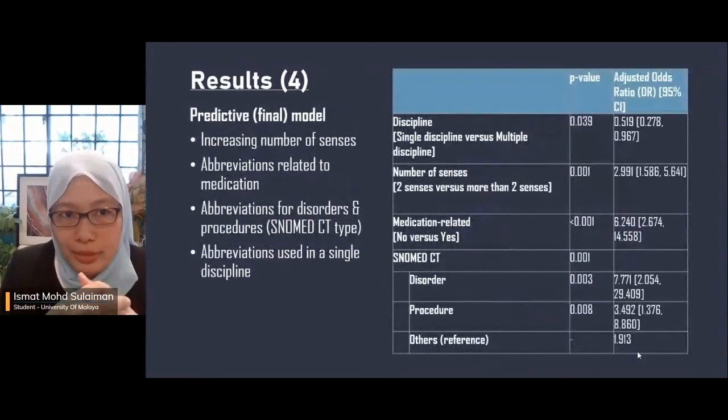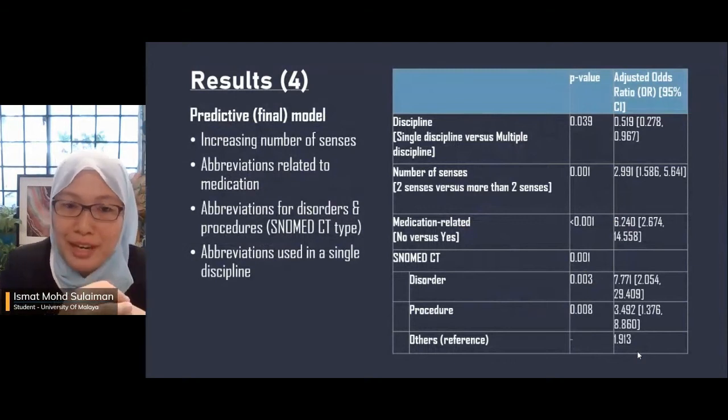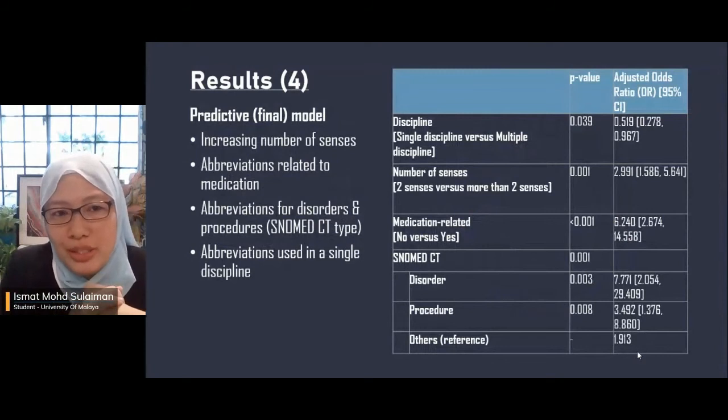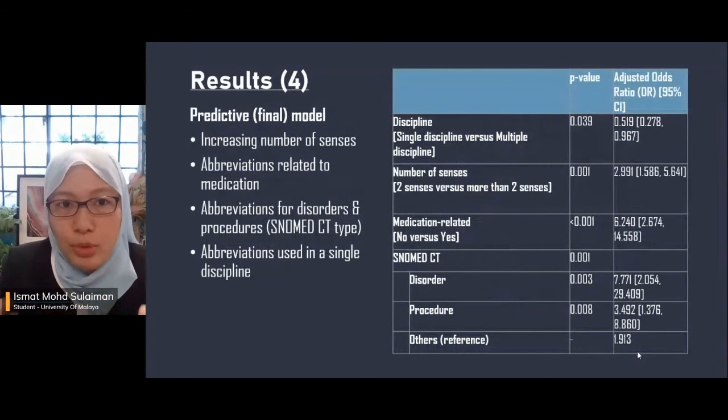After we run the predictive modeling, we find that out of those 6 variables or predictors that we tested, only 4 actually give any meaning to the model, and the first is the increasing number of senses. As more abbreviations have more senses, they become more dangerous.